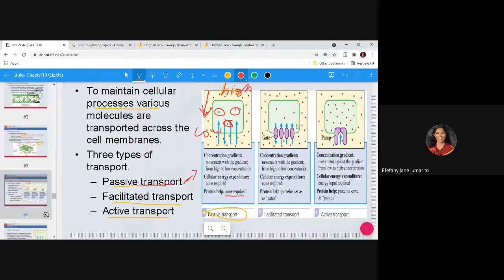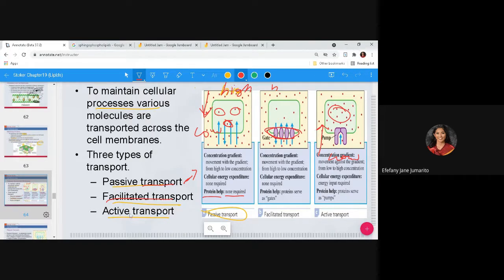Now, we have another one. We have facilitated transport. It's the same. It came from high to low concentration. High to low concentration. Now, if it needs protein, it's facilitated, meaning there is help for the nutrient or electrolyte to enter. So we have the protein. The protein acts as a gate. Okay, proteins are gates. Then also this needs no energy, it is no effort. But here, what if your concentration goes from lower concentration to high concentration.